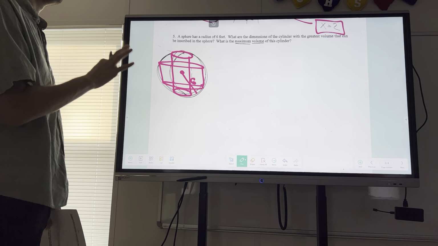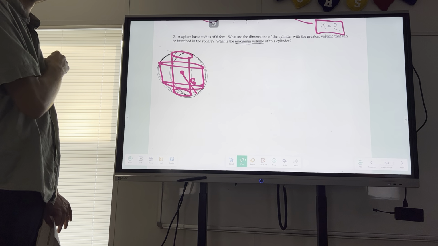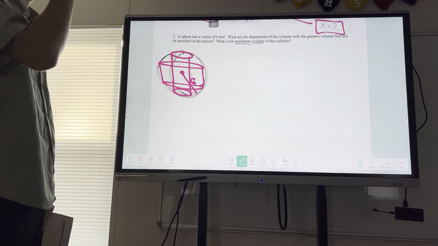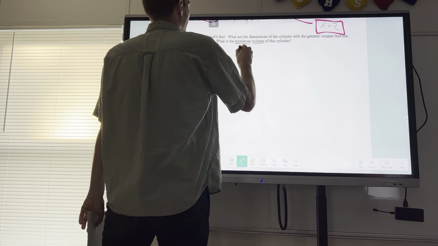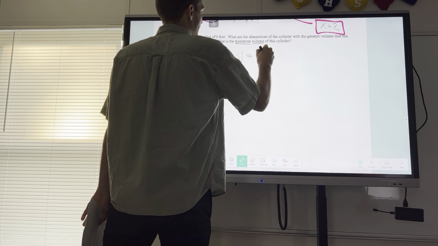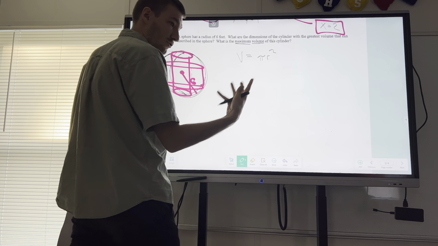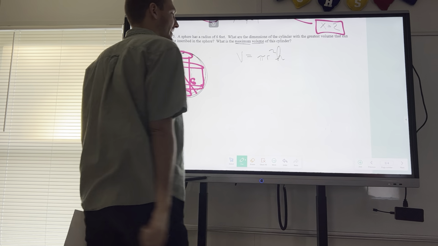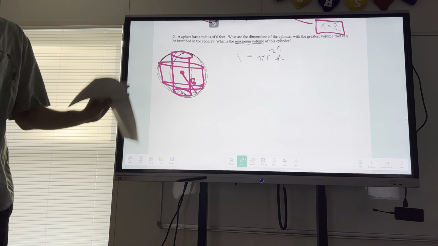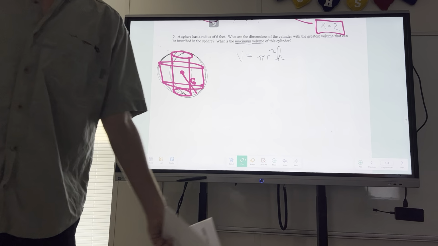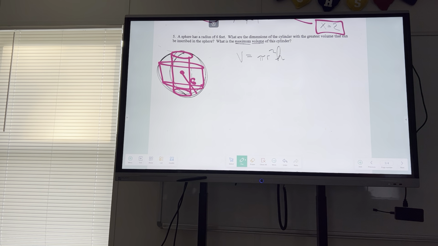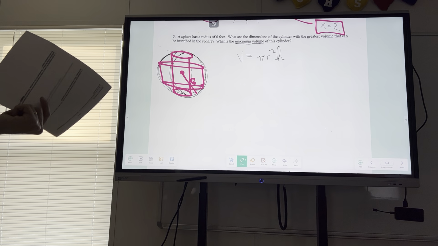Now already it's got some difficulty to it for sure, okay? We want the volume of the cylinder. The volume of a cylinder is pi r squared, that's a circle, times the height to make it into a cylinder. We want to take the derivative of this. If we take the derivative of this, we'll be good.